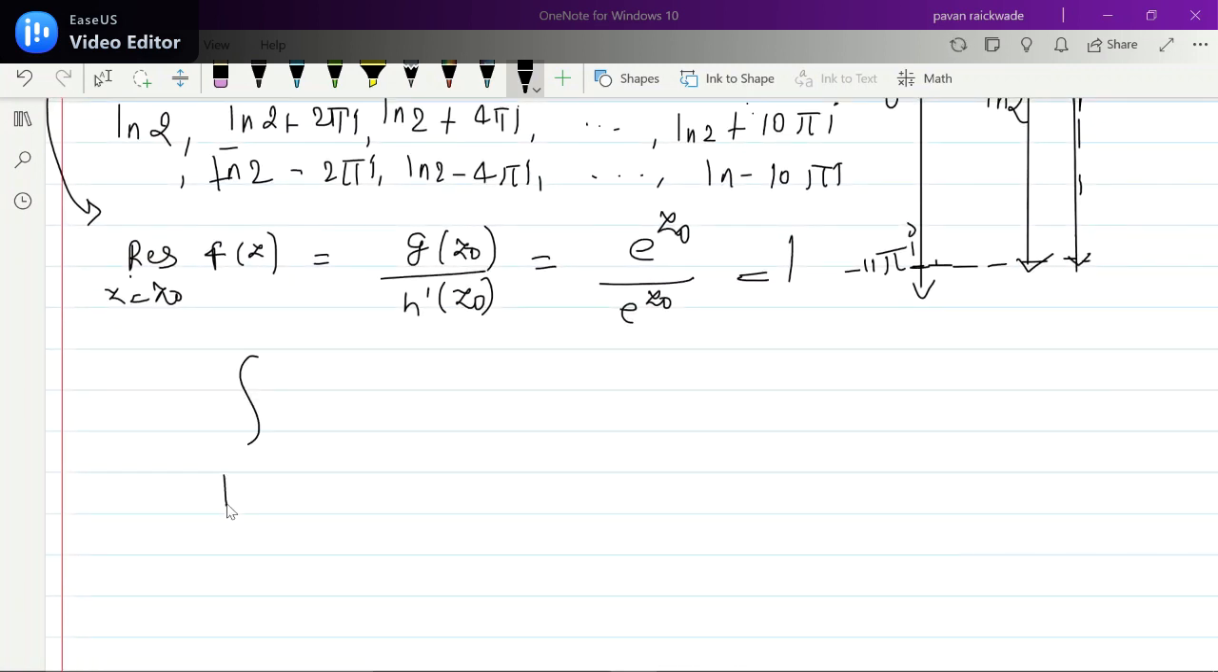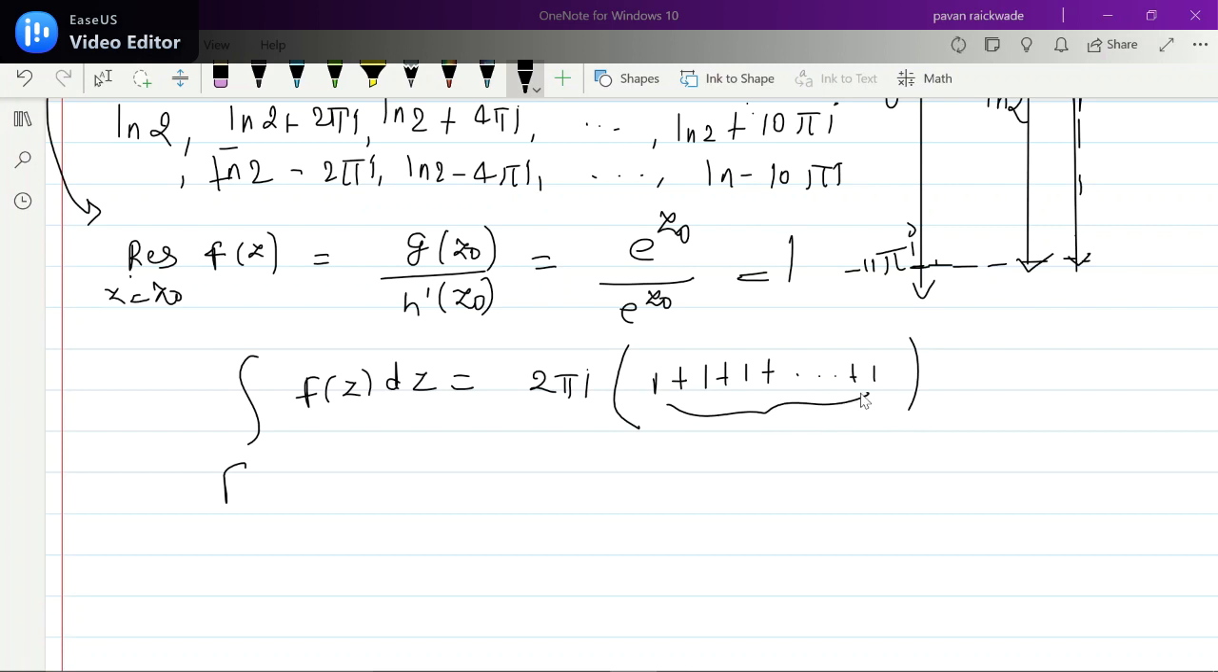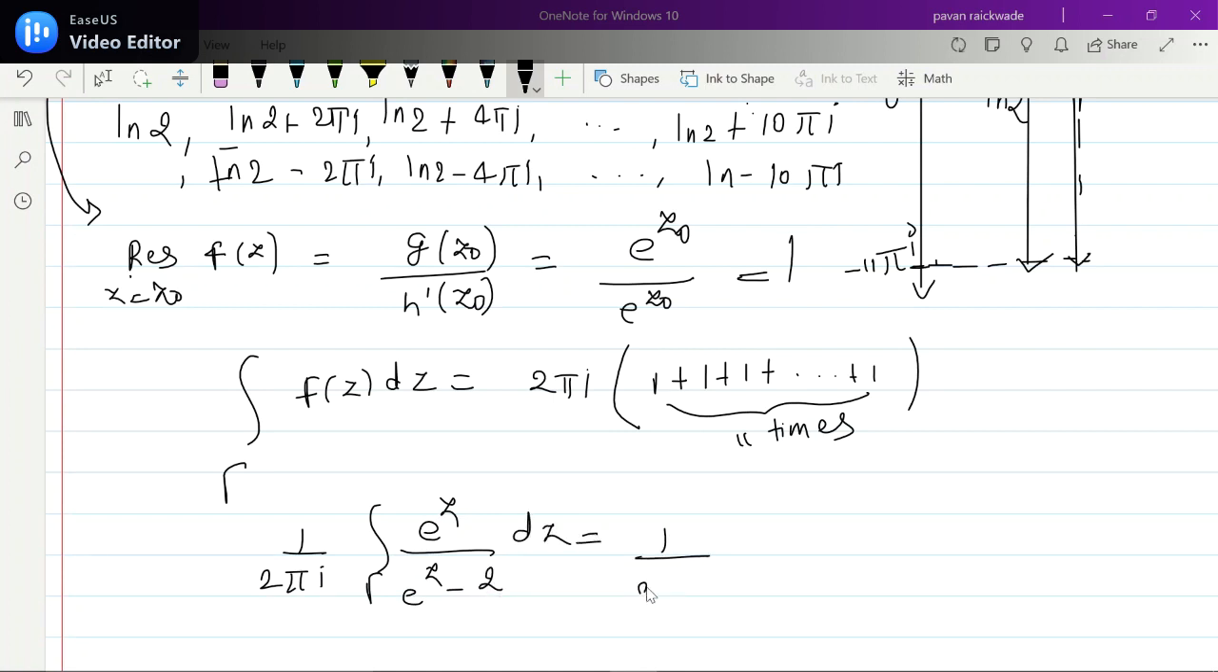So what is the integral now? By the Cauchy residue theorem, the integral of f(z) dz is equal to 2πi times the residues. What is the residue at each point? For each singularity it is 1, so 1 plus 1 up to 1, 11 times. And what is asked of us? We are asked for 1 upon 2πi times the integral over gamma of e^z upon e^z - 2 dz, which is simply 1 upon 2πi into 2πi into 11. So the answer is 11.